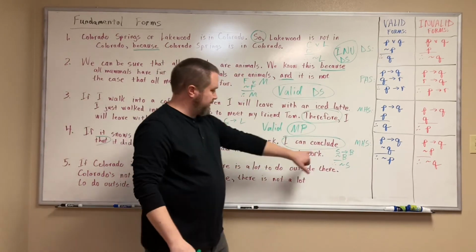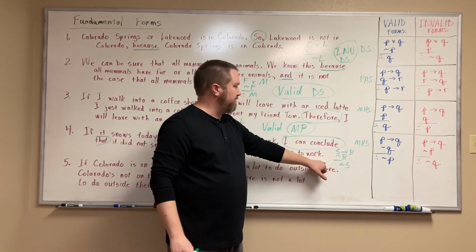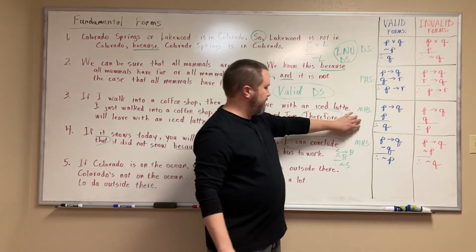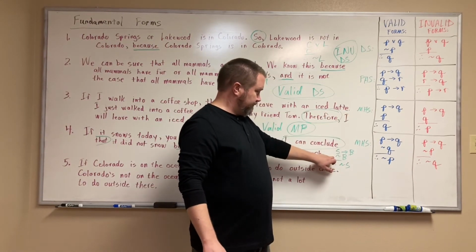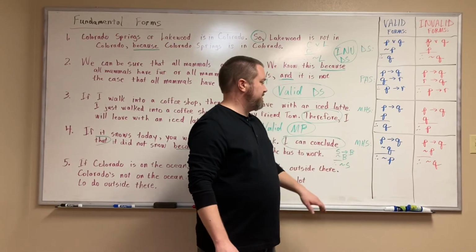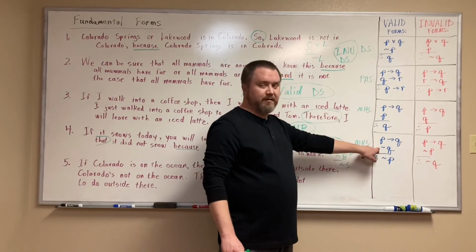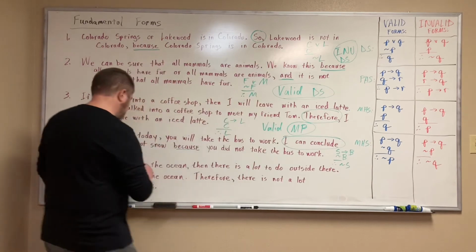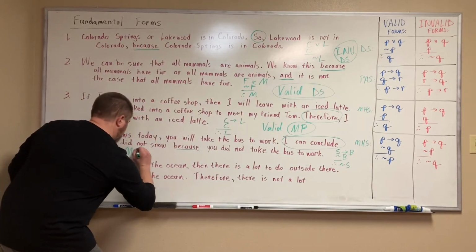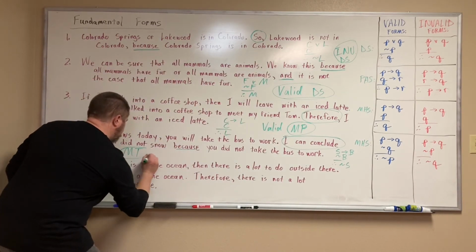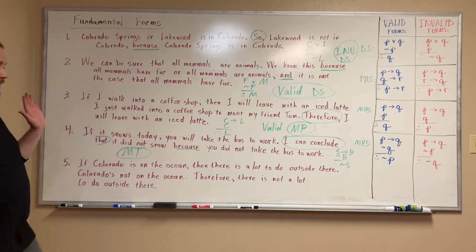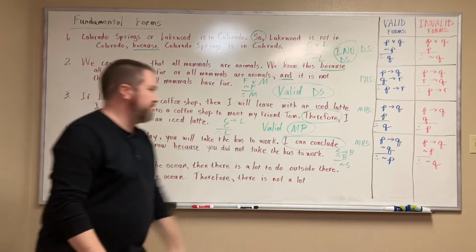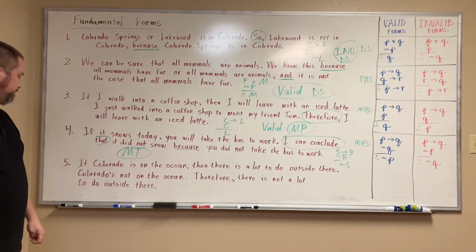So this looks like it's going to be a mixed hypothetical syllogism. We go over here, and it looks like we're negating the consequent, which is what we're doing right here in modus tollens. So we can just go ahead and call this modus tollens. So it's a valid mixed hypothetical syllogism, and the Latin name that we're using is modus tollens.